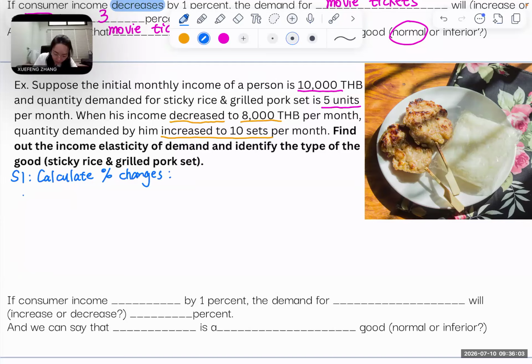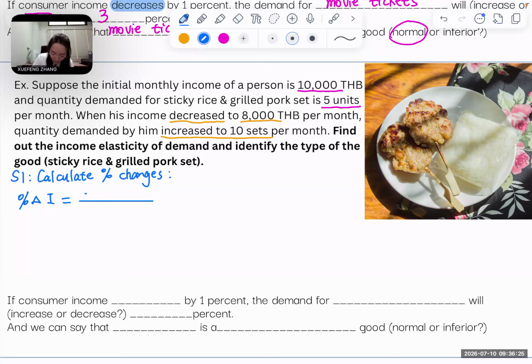Okay, so what is the percentage change in income? Percentage change in income equals... remember, you use the new price, the new price minus the old one, and then divided by the old one.